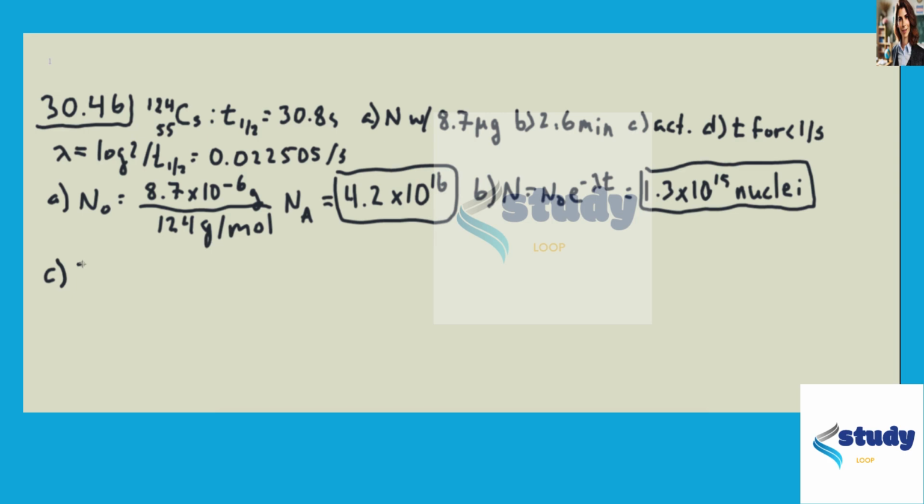So now the activity is the decay constant times the number of atoms or nuclei, whatever we have. Obviously each atom has one nucleus, so it's sort of equivalent. And we know both of these now for 2.6 minutes. And this will be 2.8 times 10 to the 13th decays per second.